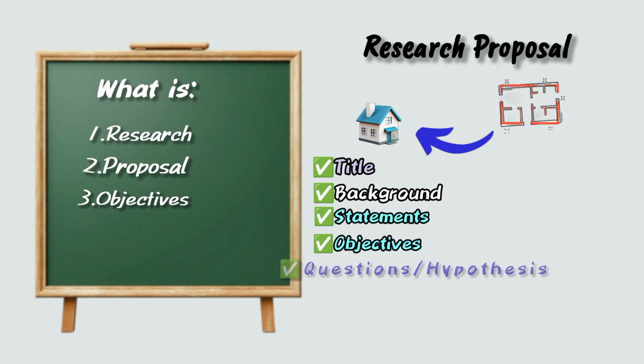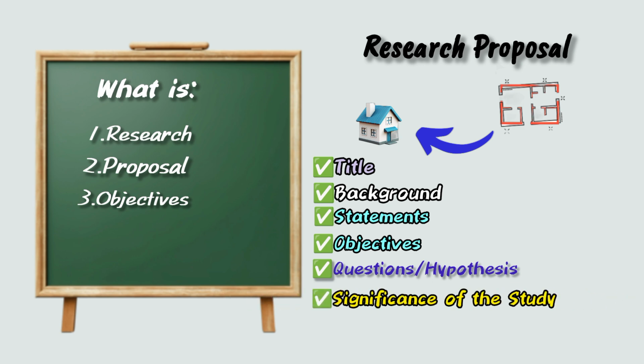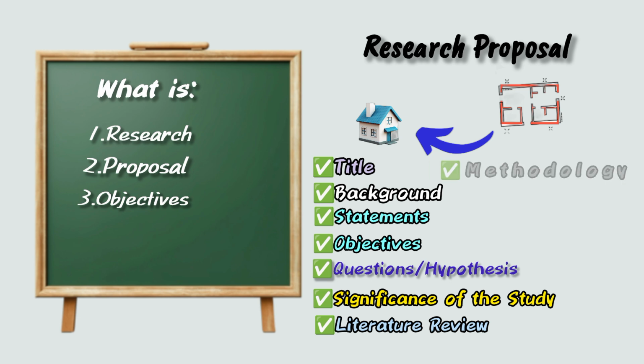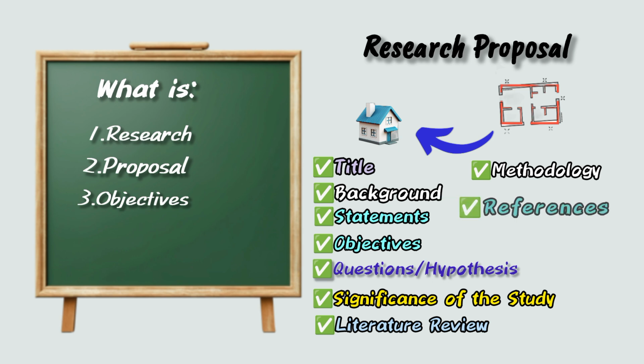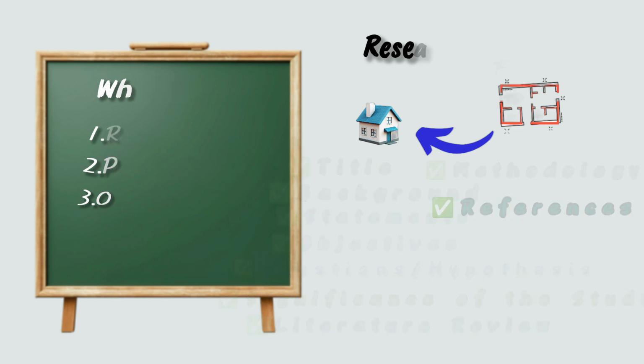It should have research questions or hypotheses, which are guiding questions. It should have significance of the study, why the research is important. It should have a literature review, what other researchers have said about the topic. It should have methodology, how you will carry out the study, design, population, sample, and data analysis. And lastly, it should have references, the sources you have used.